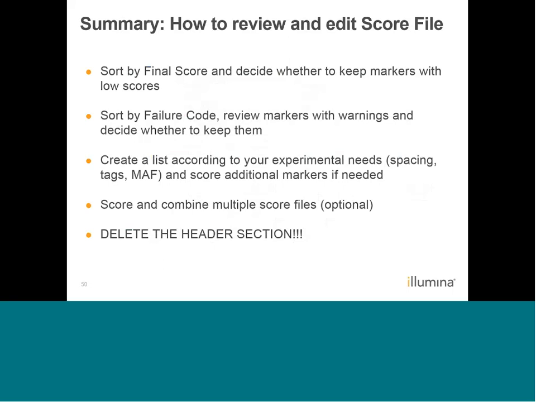It's good to create a list according to your experimental needs. You might take into consideration spacing, depending on your experimental goals, whether you'll be doing imputation with tags or whether you're looking at minor allele frequency. And once you've evaluated your content, you may need to score additional markers. You can score and combine multiple score files generated from different input file types, and we'll look at that a little bit more. But finally, if you're going to resubmit the score file, you need to delete the header section.